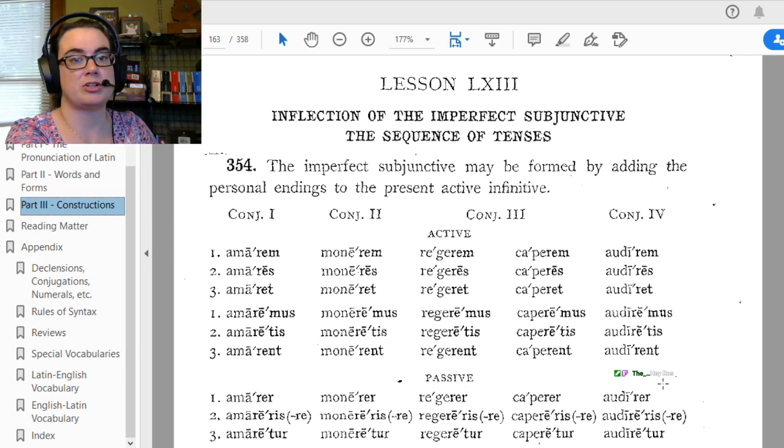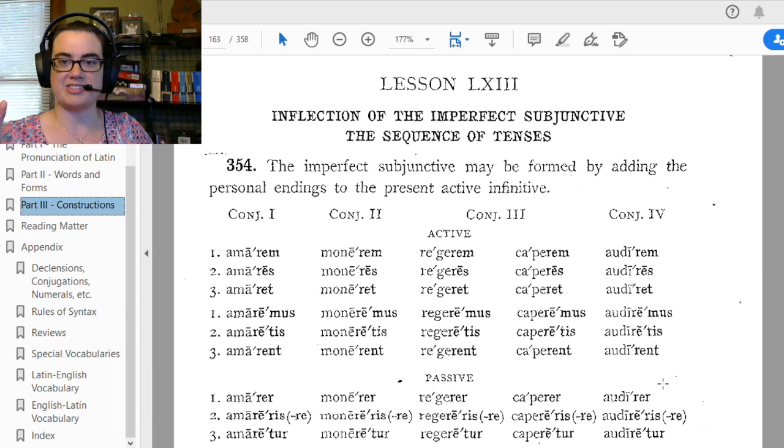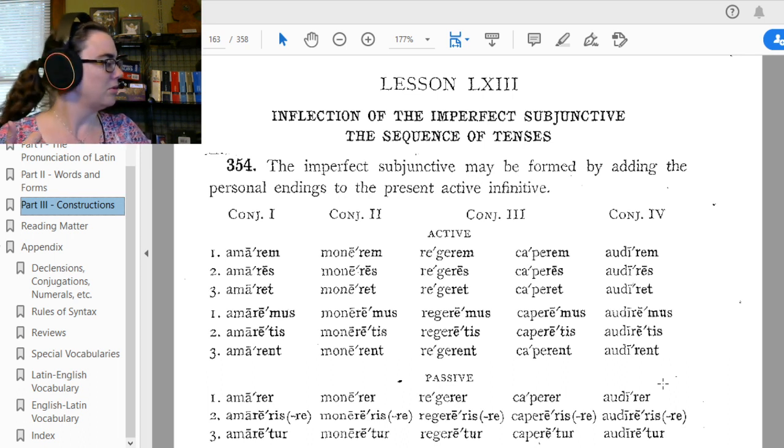The present subjunctive is formed from the present stem, a particular vowel, and then our personal ending: m, s, t, mus, tis, nt or r, ris, tur, mur, mini, ntur. And that vowel is e for verbs other than the first conjugation, and a for the first. Ta-da! The imperfect subjunctive is even easier. You take the present active infinitive, so the second principal part.